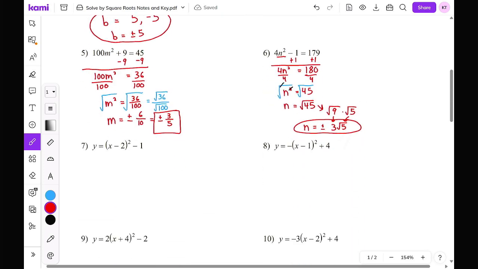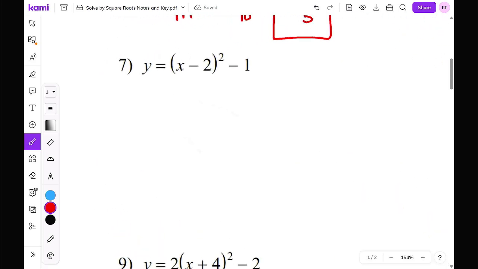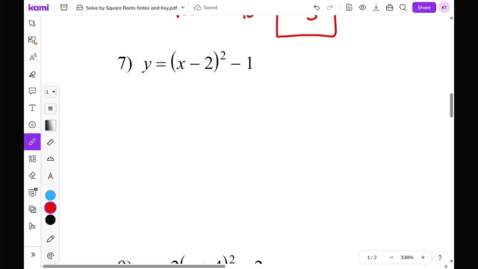Now, if I look at the bottom section here, these ones are set up a little bit differently because now we have y is equal to something inside parentheses. And this is how we would solve it if it's given to us in vertex form. And we know vertex form from previously in the unit. So we'll start with y is equal to x minus 2 squared minus 1.